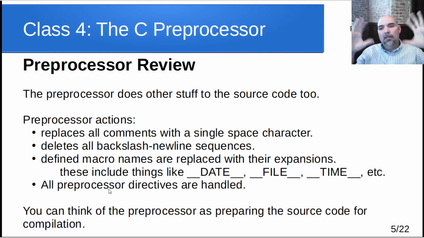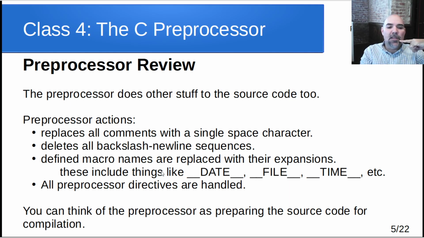So if you had a really long line in a C program and you wanted to, for readability, break it up across multiple lines, you could use a \newline. In other words, if you end your line with a backslash, then it'll take what's on the next line and move it up as if it was there. So it'll delete all those and put all those back together.